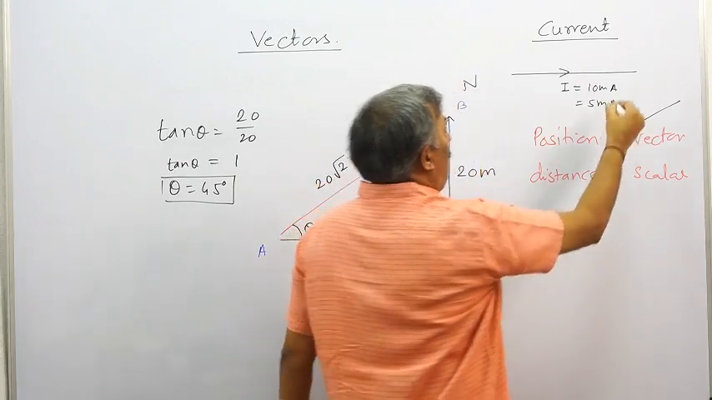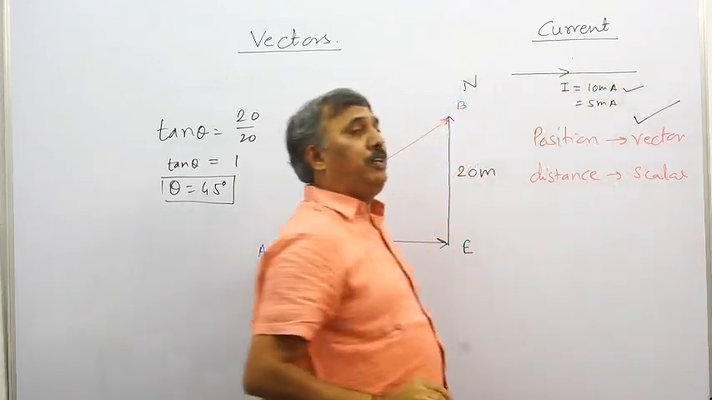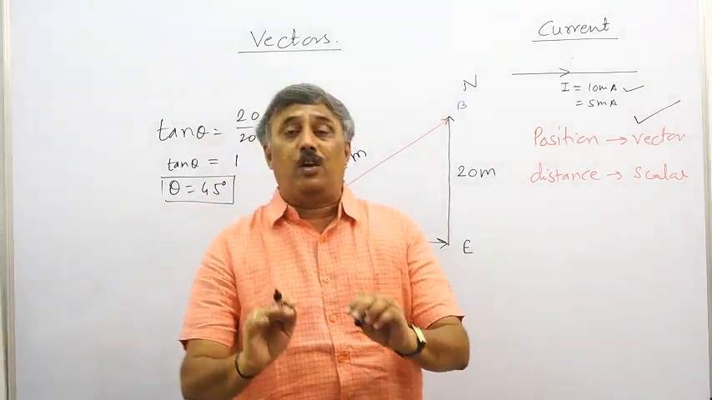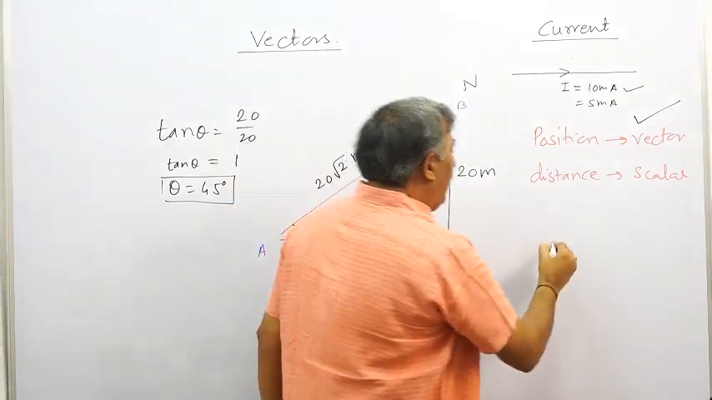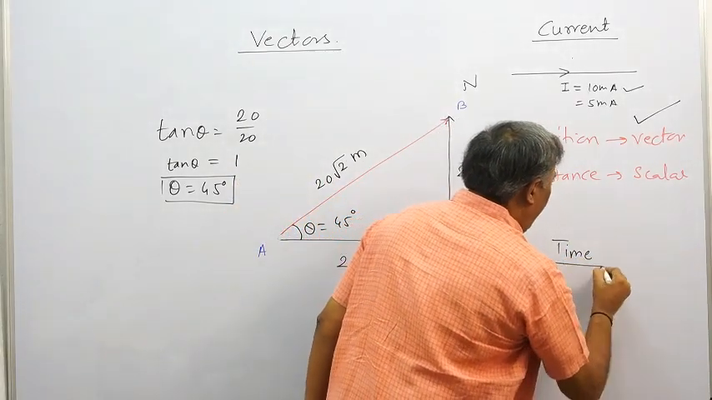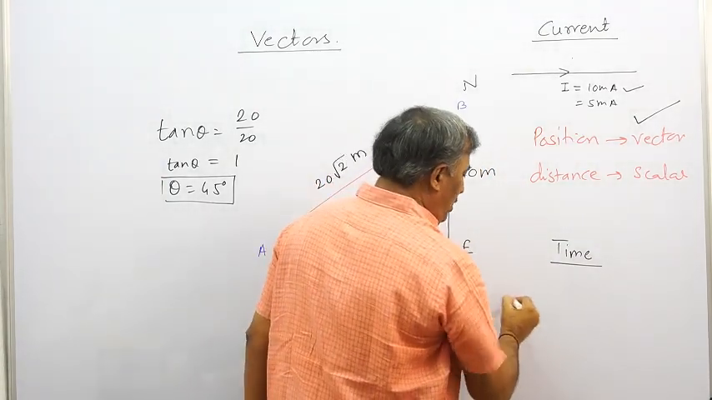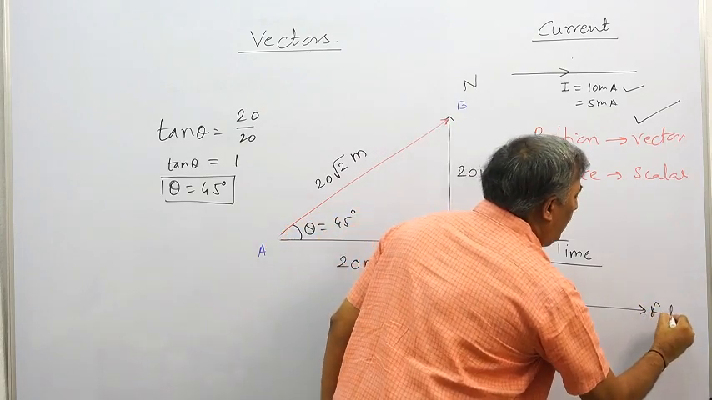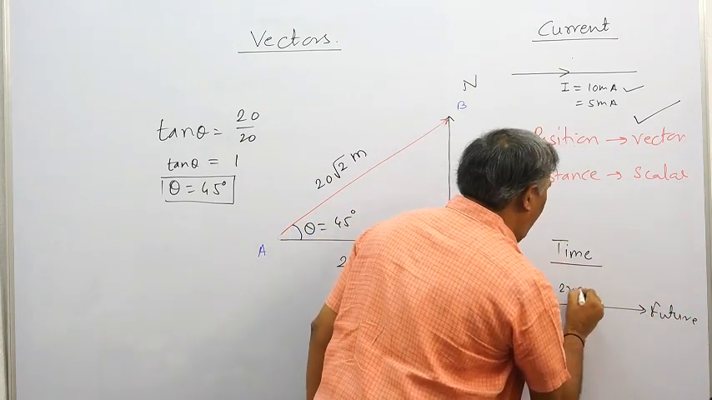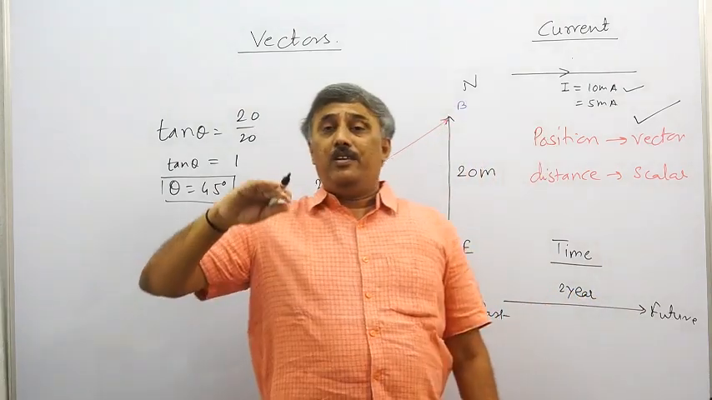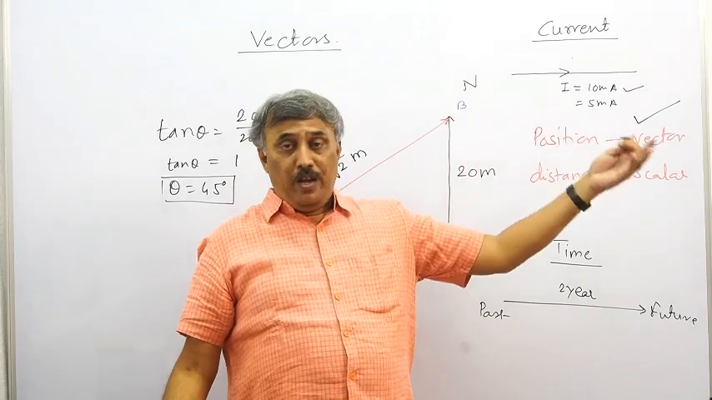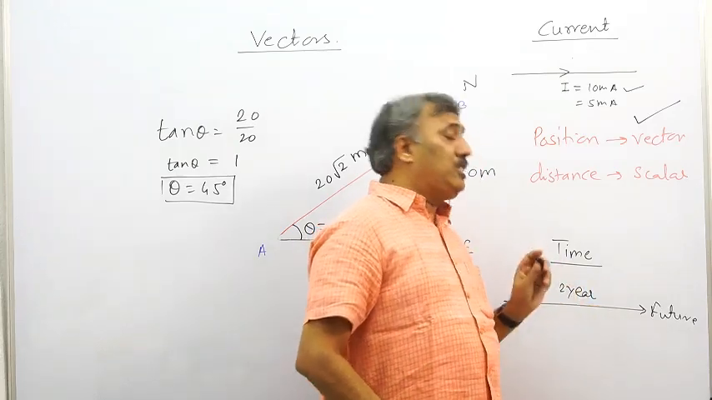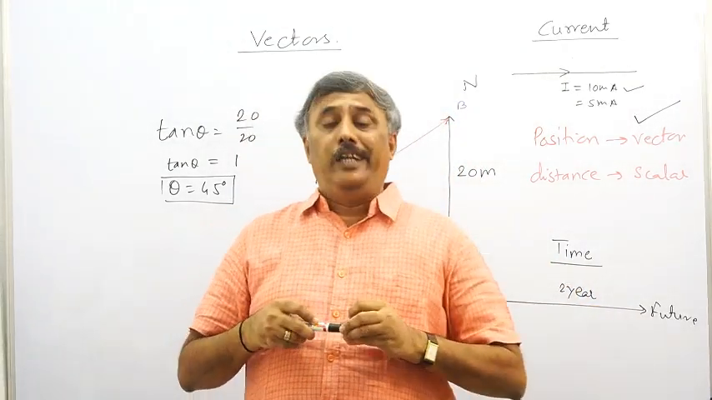So current has got magnitude as well as direction, even though electric current is not a vector quantity. Similarly, suppose I took another example, that is time. Time is also always from past to future. So time is also having magnitude, like 2 years, that is from 1 year back to 1 year future, total span is 2 years.